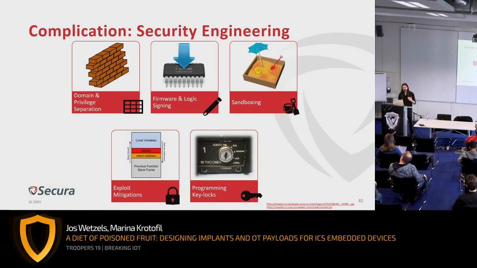You might have domain and privilege separation, which can be on the main CPU itself between user space and kernel space, or it might be between different chips. Like it might be that you are able to get code execution on one chip, but that the logic is running on a different one, and if there is some kind of barrier, like an I/O MMU or some other thing that prevents you from lateral movement on the embedded system, that is in the way. Things like firmware and logic signing would complicate it, sandboxing, exploit mitigations, and when you're delivering your logic, any kind of key lock might complicate things as well.